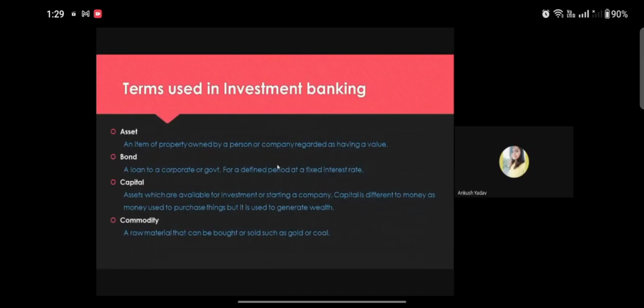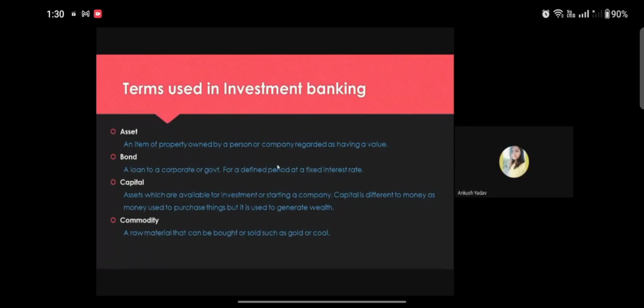These are the basic terms which are used in investment banking. Asset, I've already explained. An asset is an item of property owned by a person which has some value, like money. Money can also be called an asset. A bond is a loan to a corporate or government for a defined period of time, and it gives fixed interest.